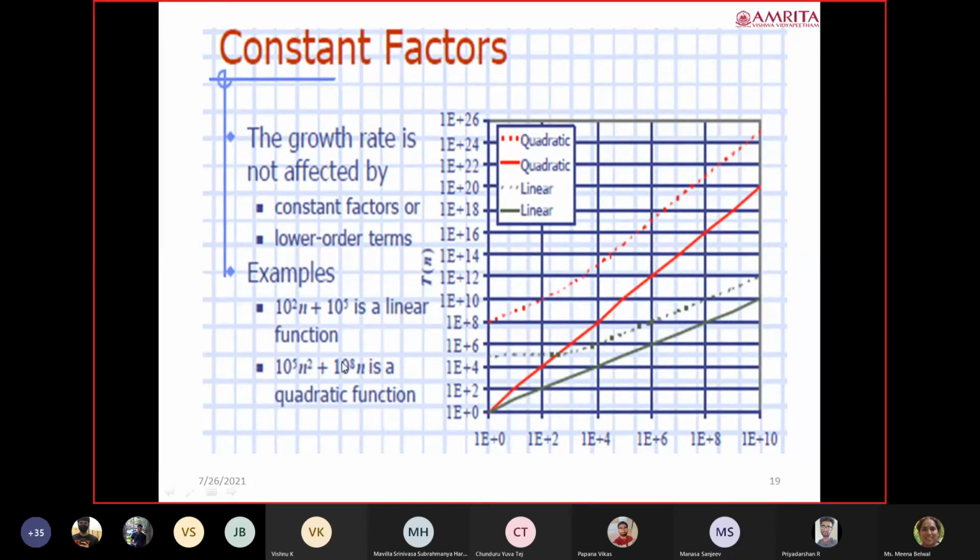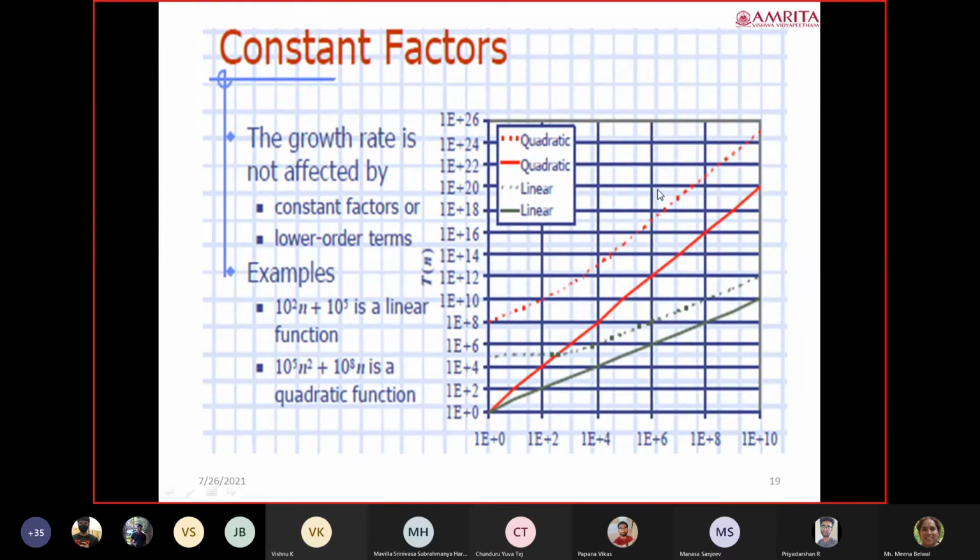Now, what we are saying is the growth rate is not affected by lower order terms. If you compare these two terms, 10 to the power 5 n square and 10 to the power 8 n, then n becomes the lower order term and n square is the higher order term. So if I consider this as n square, all of you will say that it is O(n square). If it was O(n square), it should have been like this. This is the quadratic line. You already saw this is a quadratic line.